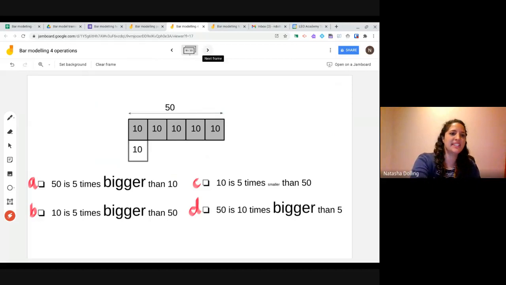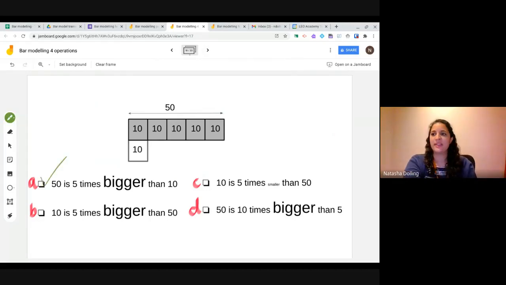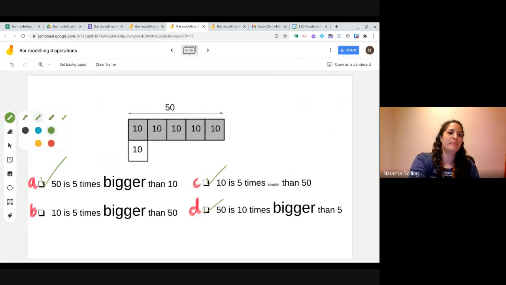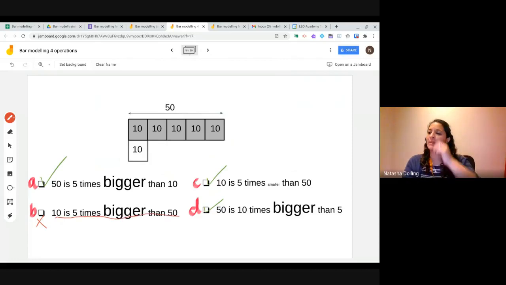So I've got somebody who's saying A is true. I completely agree. 50 is 5 times bigger than 10, and C and D are true. B is not true. 10 is not 5 times bigger than 50. So brilliant, guys. Well done. I can see them all coming through now. Well done for getting that.